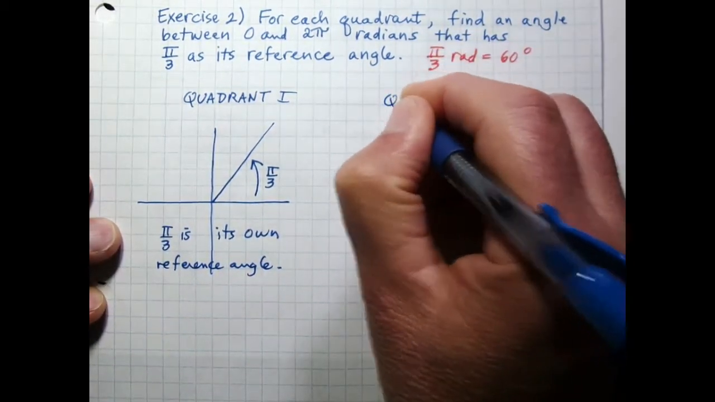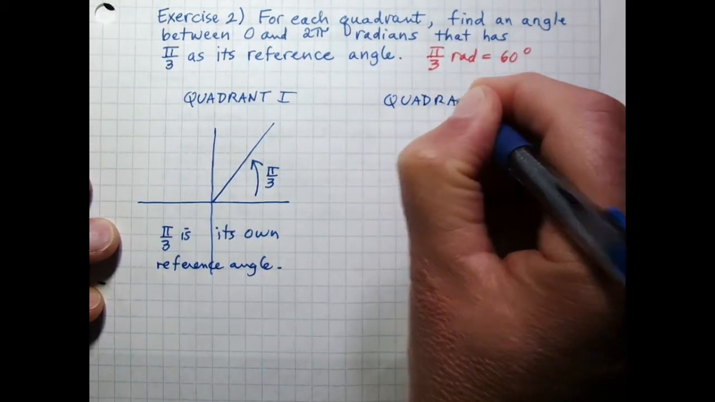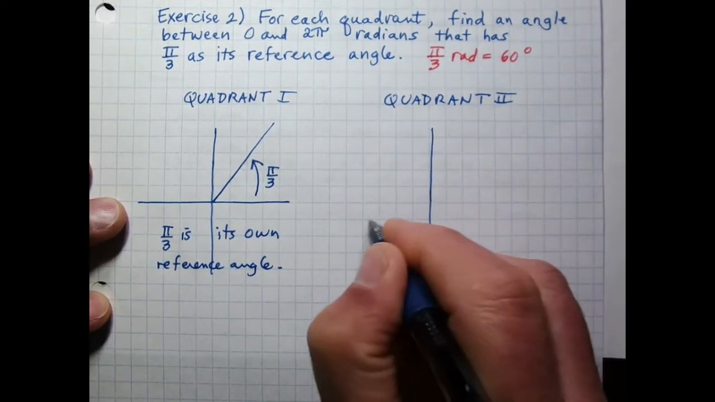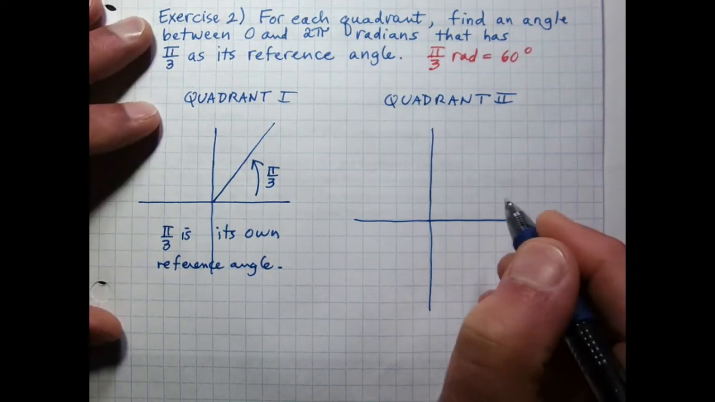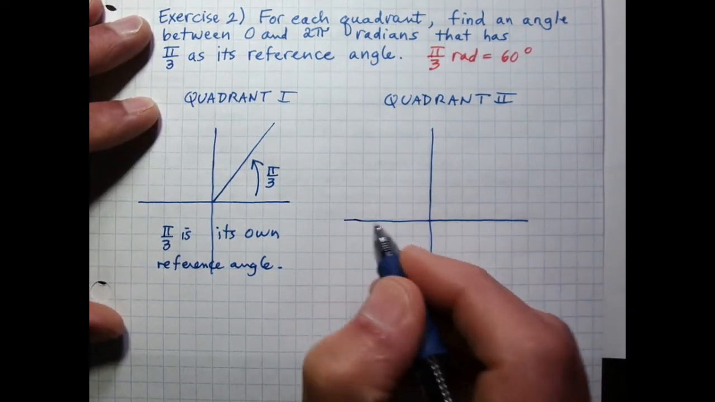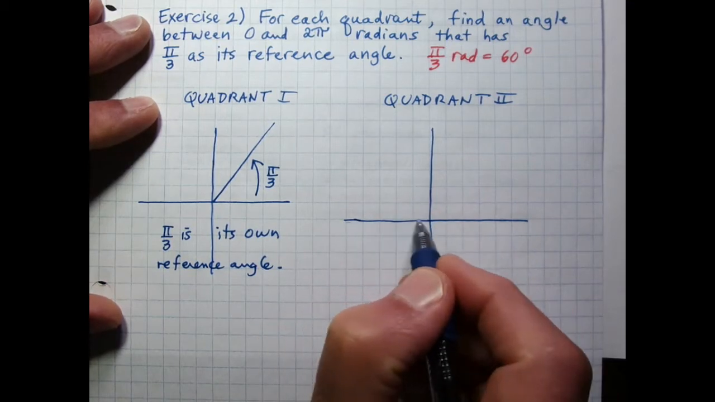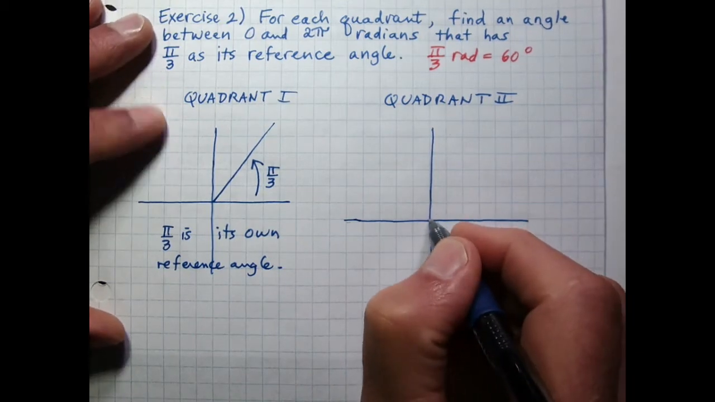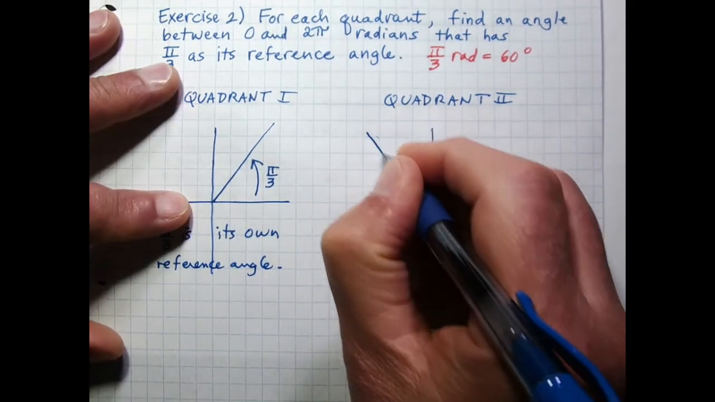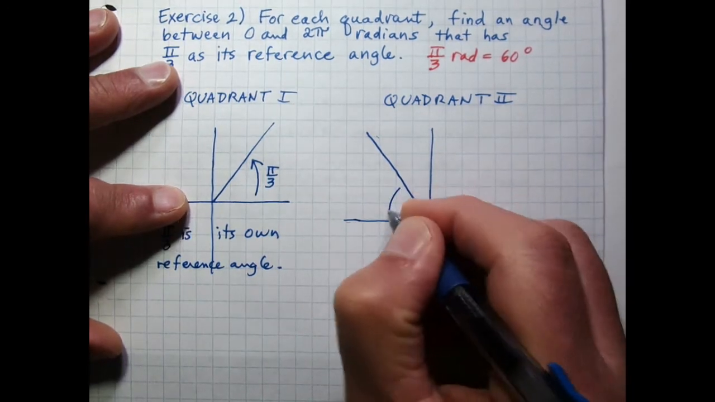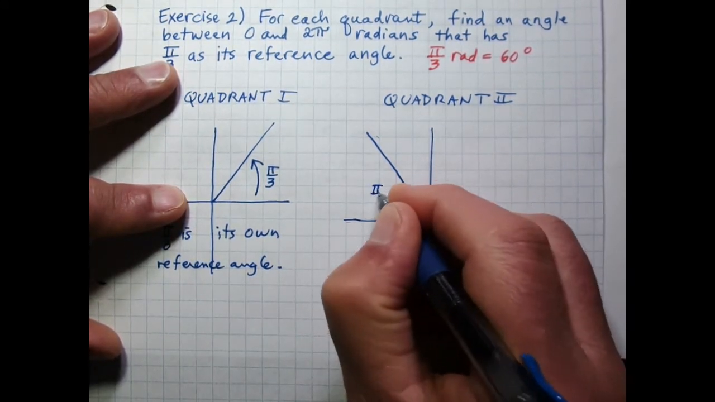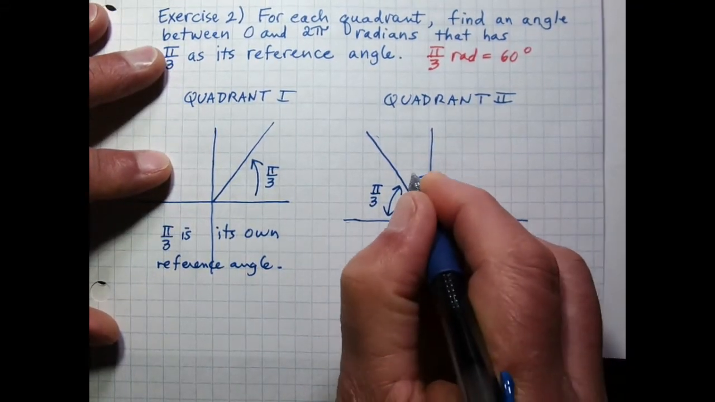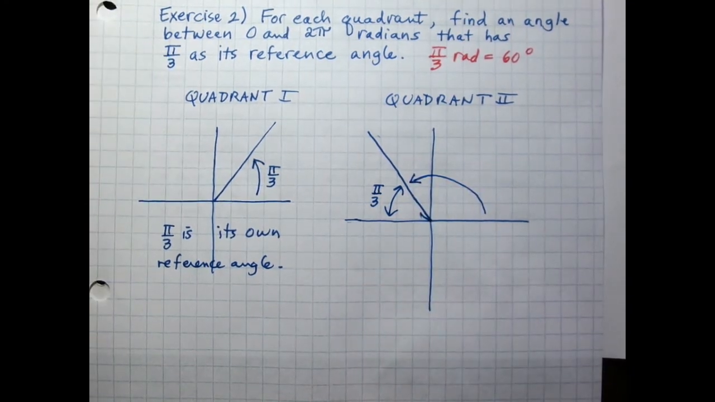Let's think about quadrant 2. Now, to work in quadrant 2, where we want our copy of pi over 3 is not in standard position, but with one side along the negative x-axis in this case. And so it's going to be kind of like right here, is a copy of pi over 3. And so the angle we want is that one.